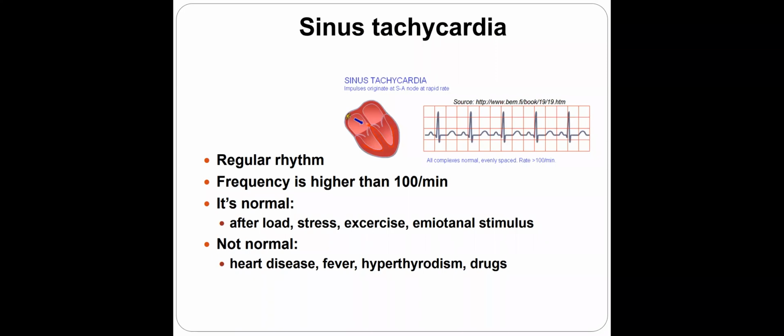Next one, similar to this premature beat, but we have a much earlier coming sinus beat, and this is a regular one. This is what we call sinus tachycardia. Very simple one. You have a sinus P wave, and the rate is faster than 100. However, it cannot be infinite. Everybody has a maximum of sinus impulse formation, and it usually depends on the age.